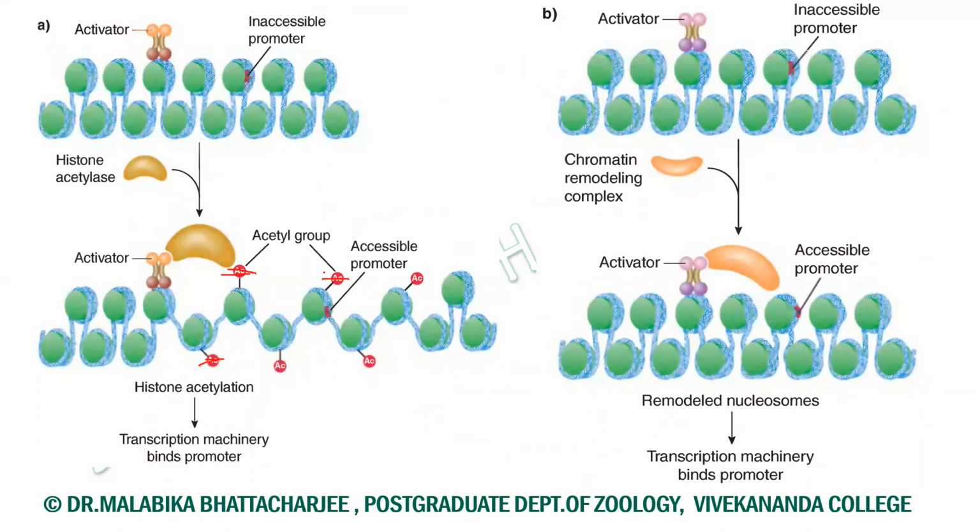So if you remove all the acetyl groups from the lysine residues, what will happen? The lysine residues will regain their positive charge. Once the lysine residues regain their positive charge, the DNA being negative and the histone having regained its positive charge, the DNA will again start folding properly around the nucleosome to form a closed configuration of the DNA.